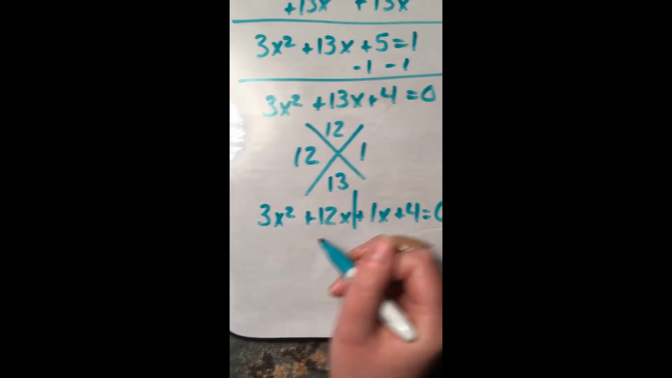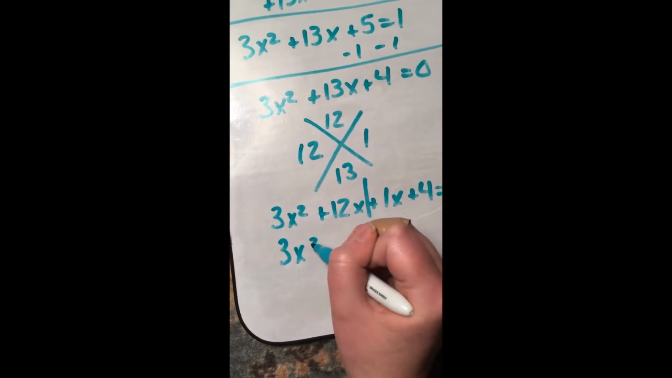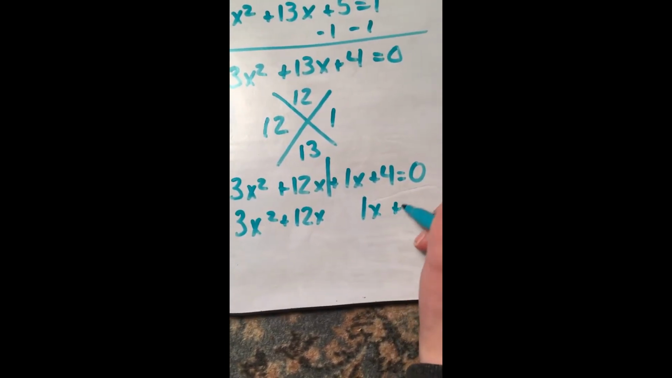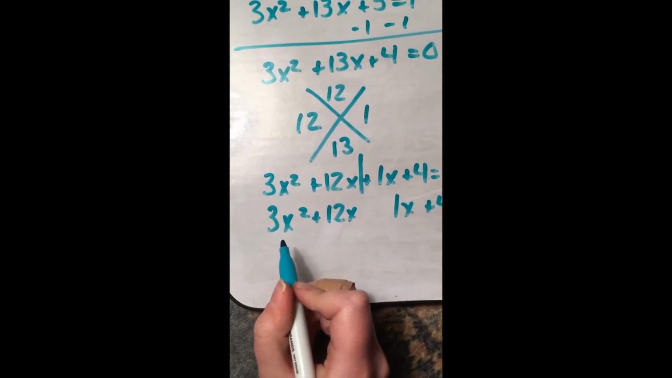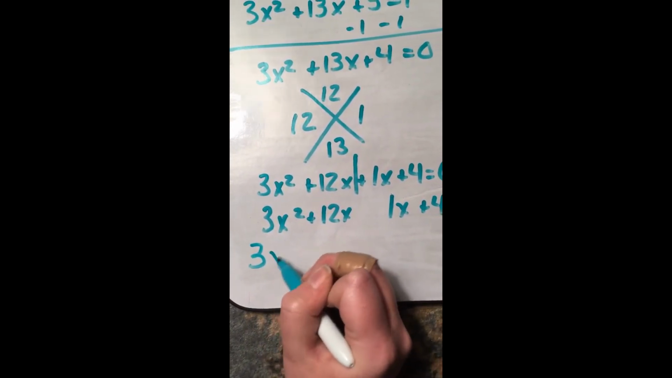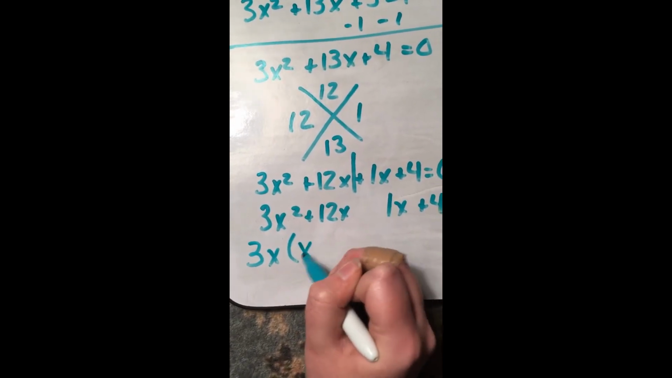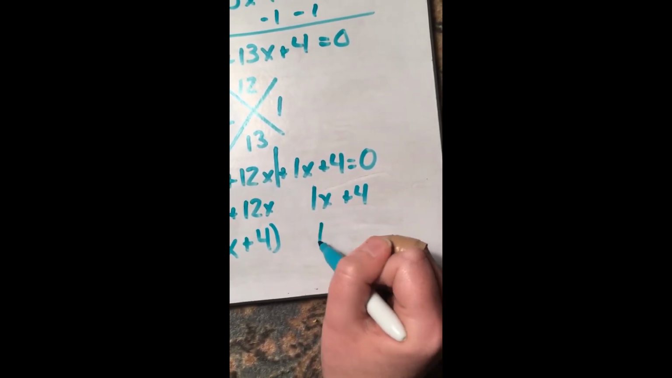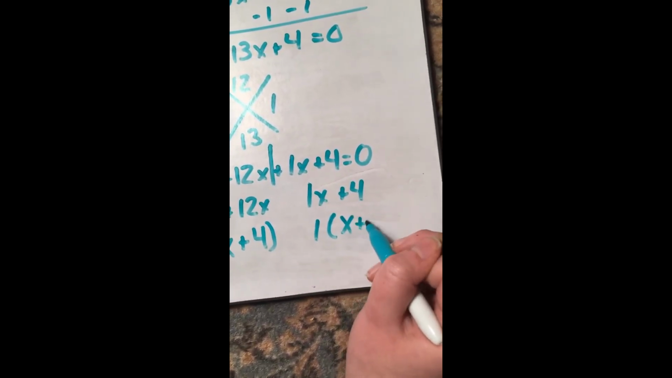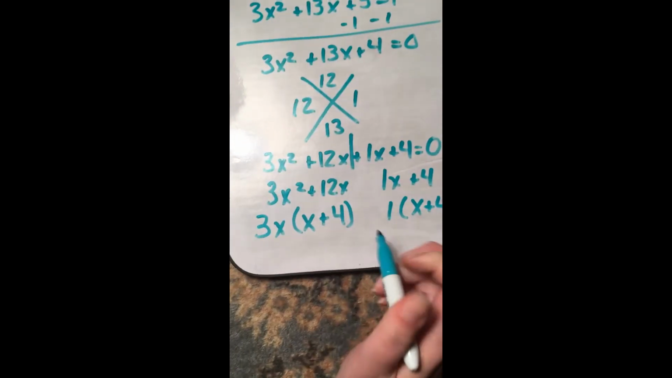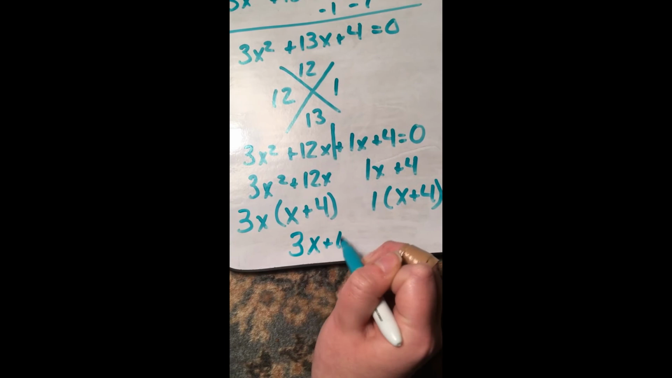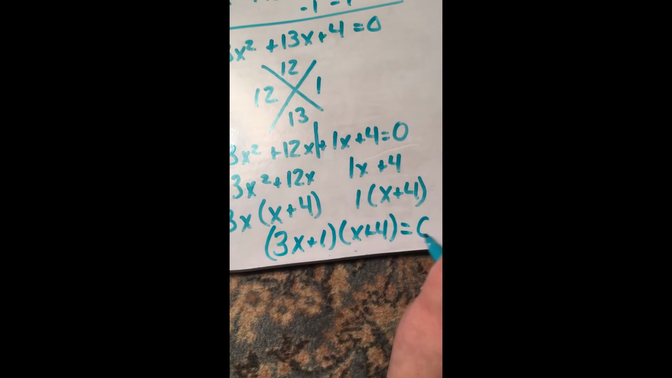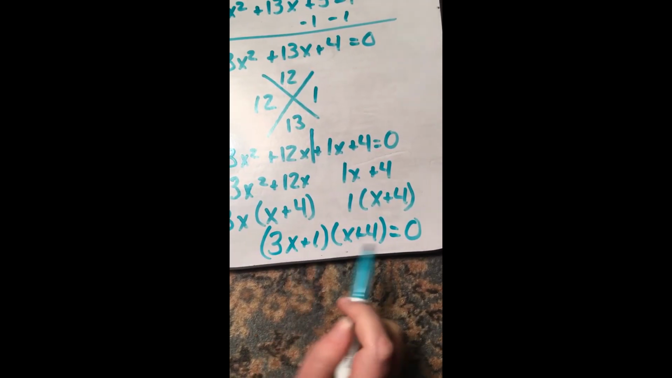Now we are going to split them. 3x squared plus 12x, 1x plus 4. Take out the greatest common factor. For this one, it's going to be 3x, and you're going to be left with x plus 4. Take out the greatest common factor here. It's just going to be a 1. X plus 4. Alright, you're going to be left with 3x plus 1 times x plus 4 equals 0. Okay, so this is the factored form.